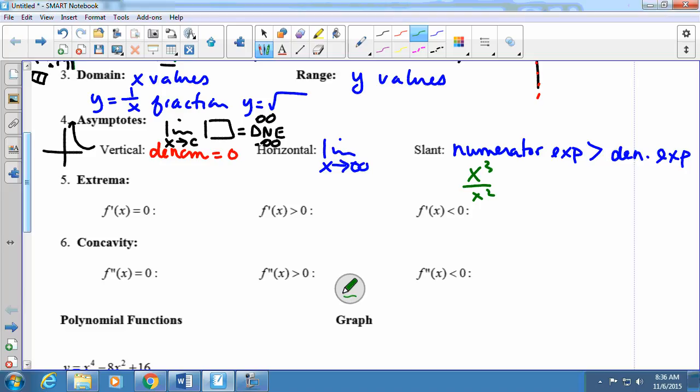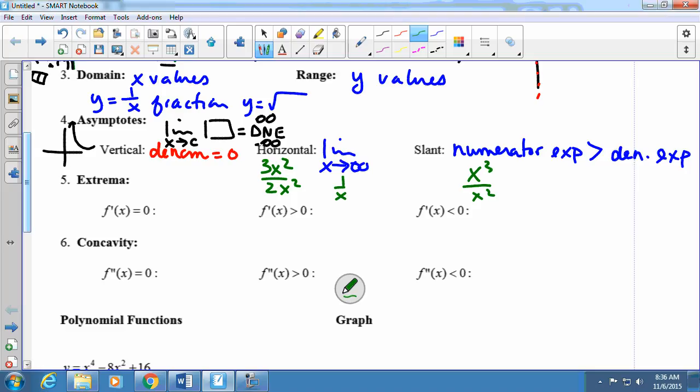a slant asymptote. Okay, this problem would have a horizontal asymptote. Where would the horizontal asymptote be? 3/2. Okay, make sense? This problem would have a horizontal asymptote.